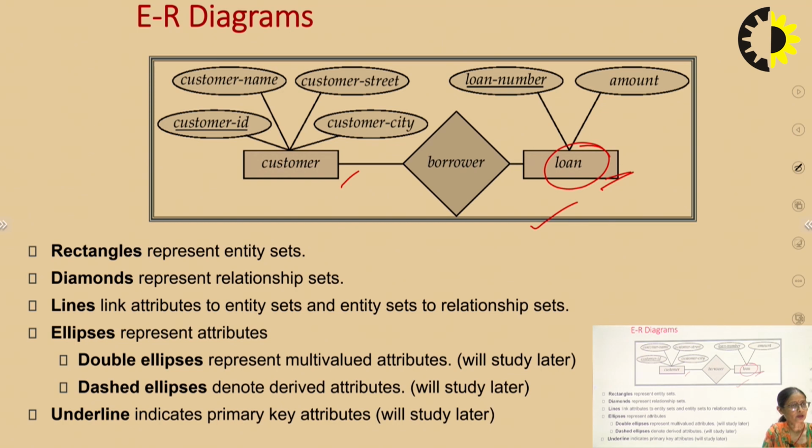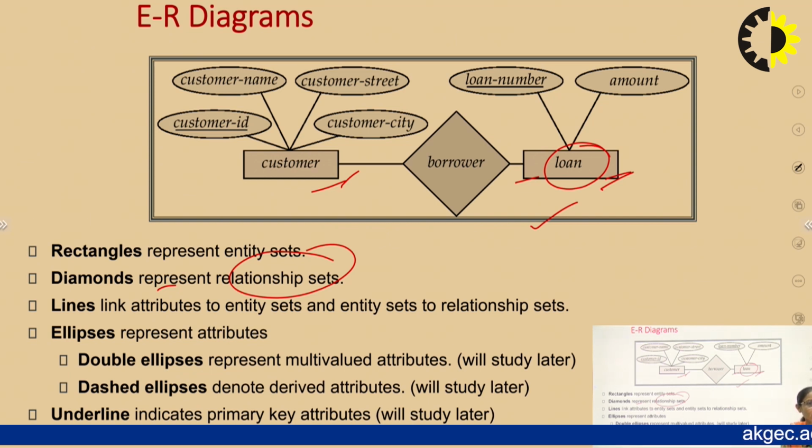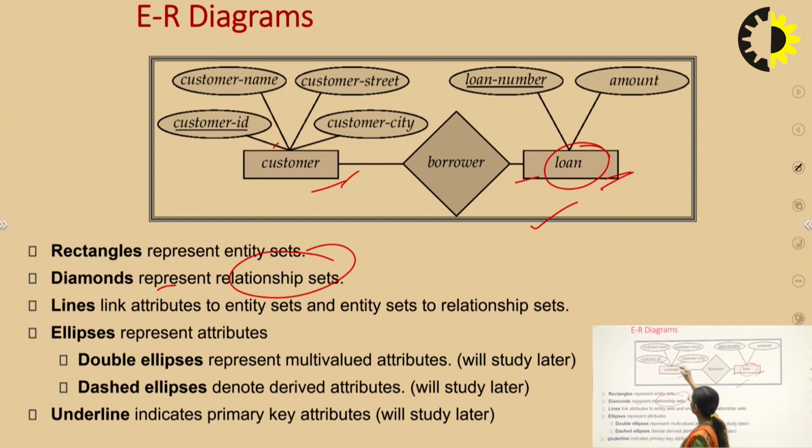The next very important symbol is a diamond, which shows the relationship between these two entities. So how are these two entities related among themselves? Customer is related with the loan with the help of borrower, that is, customer is borrowing loan. Then the lines show the link of attributes to entity sets and entity sets to relationship sets. So we draw these lines between entity and attribute or entity and the relation.